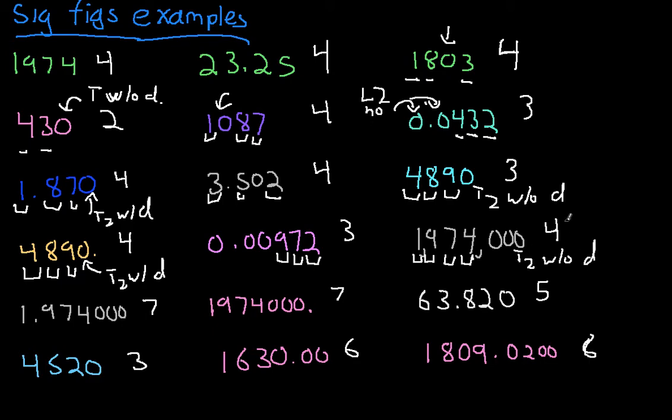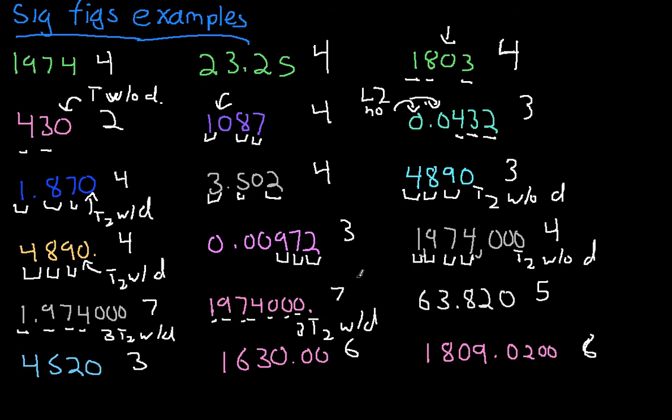I hope that as you continue to go through these, this is starting to become a little bit more clear. If it's not, please go back to the previous video and remind yourself of the rules. This one right here has 7 because it has 1, 2, 3, 4 non-zero integers, and it has 3 trailing zeros with a decimal place, so therefore those are significant. This one also has 1, 2, 3, 4, and it has 1, 2, 3 trailing zeros with a decimal place, so those are significant.